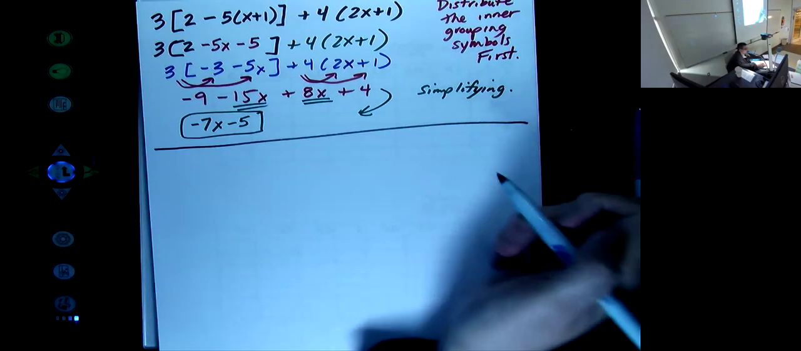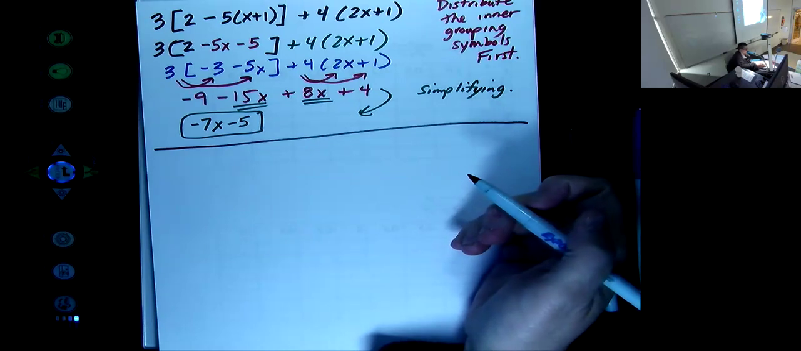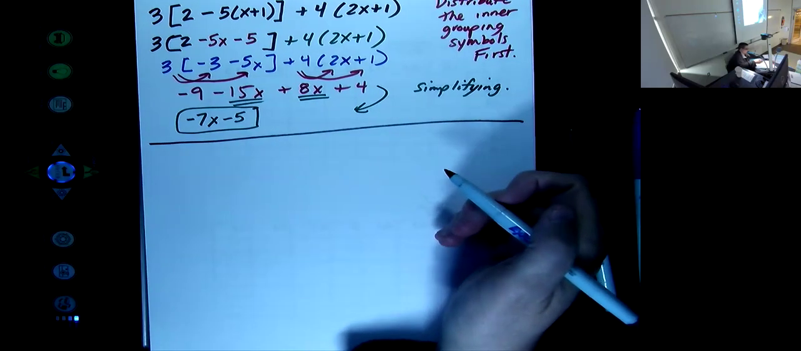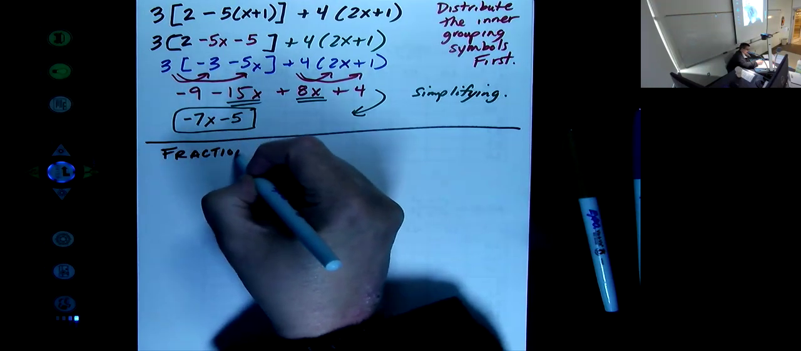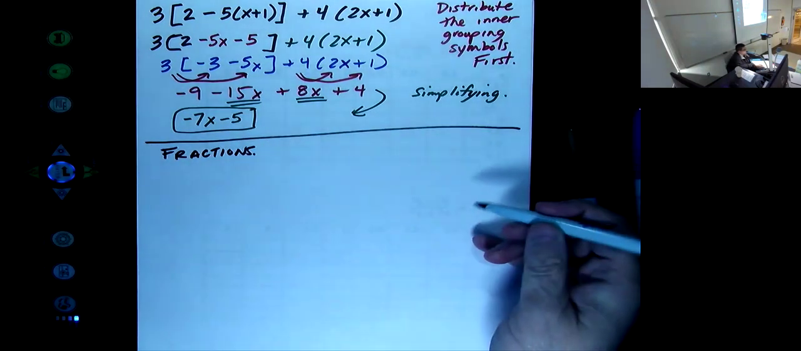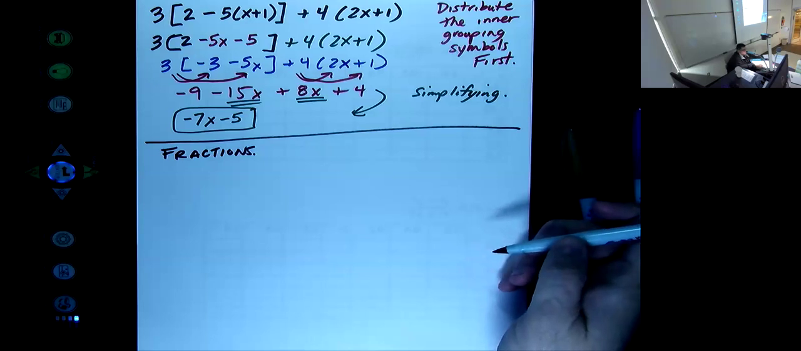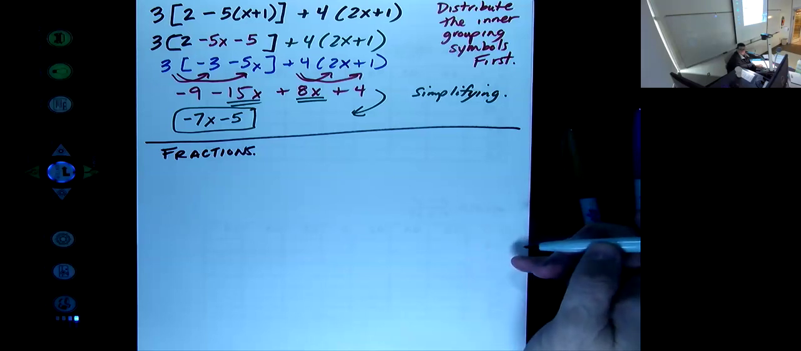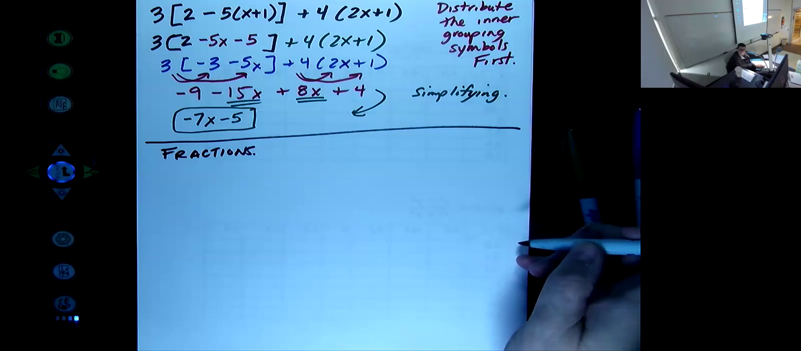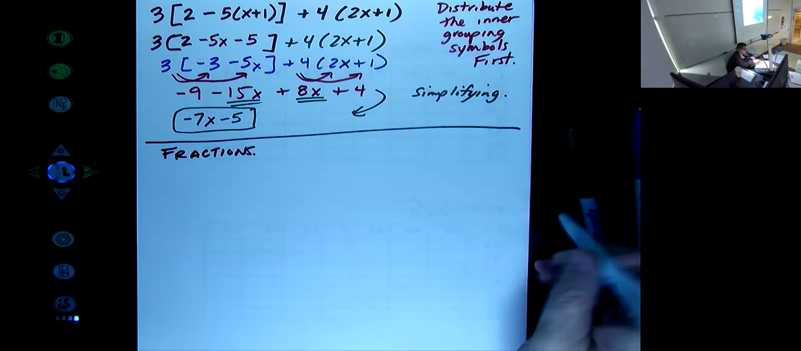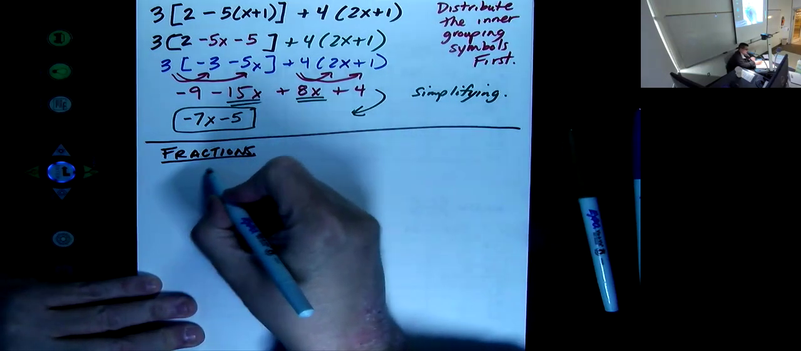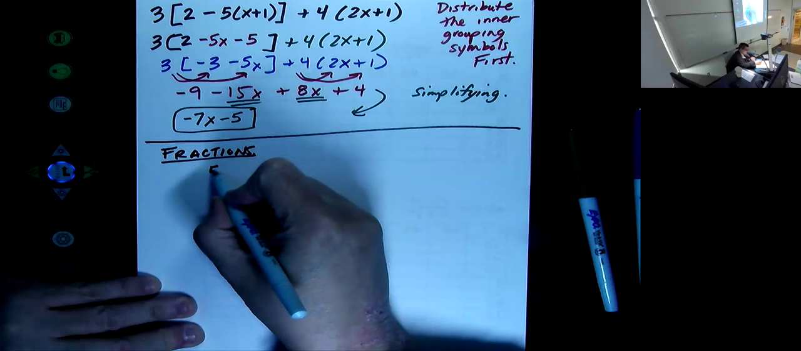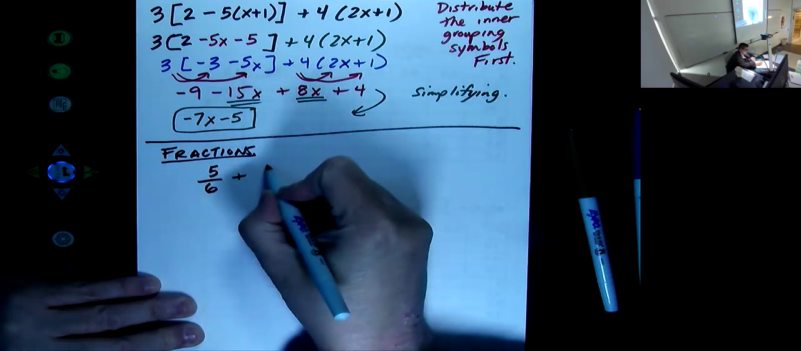You guys good with that? Does that all make sense? All right, the dreaded fractions. We'll start off with something simple. 5/6 plus 1/6.